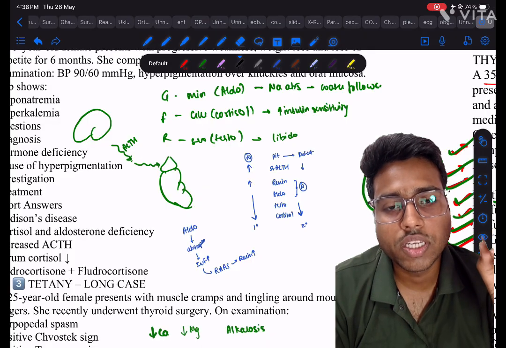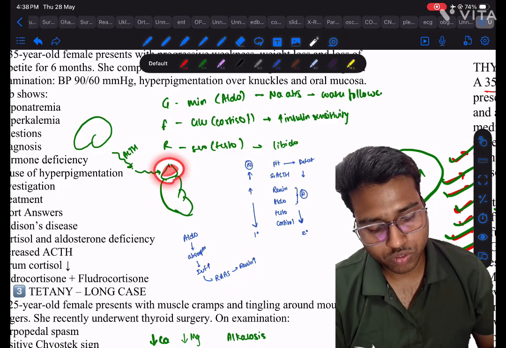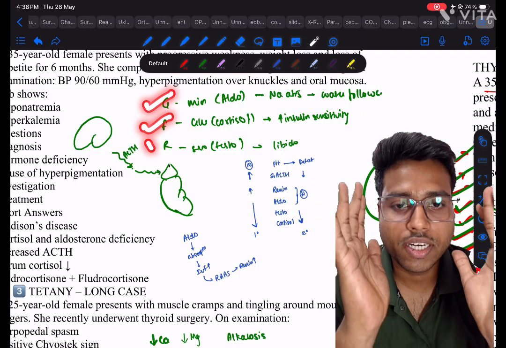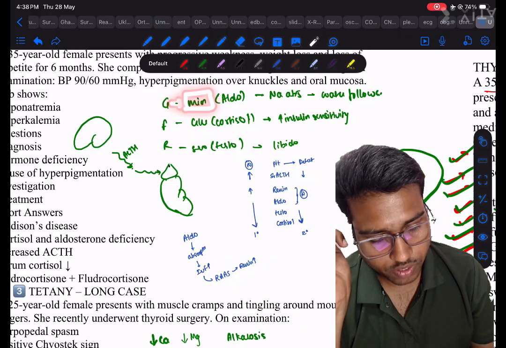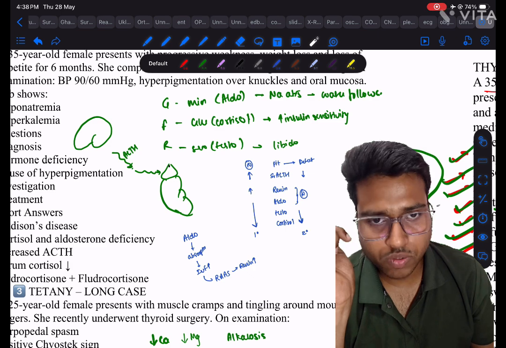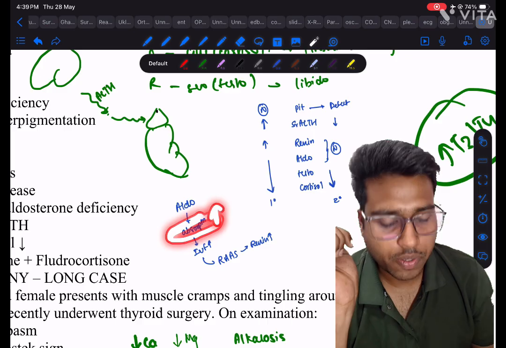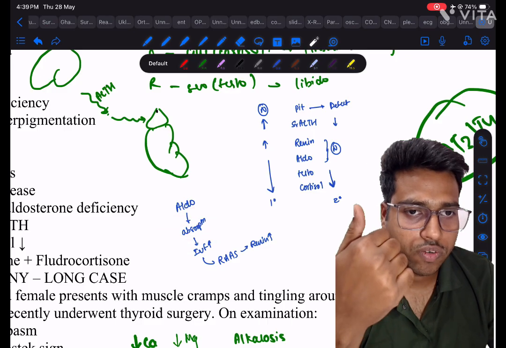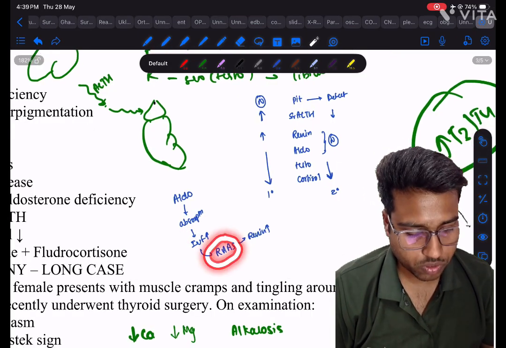Because of that, there is no secretion of the mineralocorticoids, glucocorticoids, and sex corticoids, that is testosterone. So what is the normal function of the adrenal gland? Okay, so there are three layers over here. First is glomerulosa, fasciculata, and reticularis. So what is the function of the glomerulosa? It secretes the mineralocorticoids. It releases aldosterone. Aldosterone's normal function is to increase the absorption of sodium.